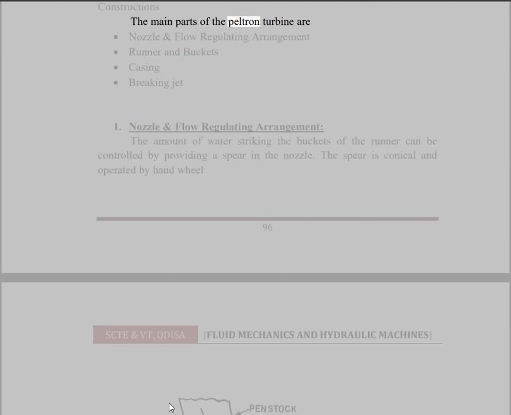Construction. The main parts of the Pelton turbine are nozzle and flow regulating arrangement, runner and buckets, casing, and braking jet. 1. Nozzle and flow regulating arrangement. The amount of water striking the buckets of the runner can be controlled by providing a spear in the nozzle. The spear is conical and operated by hand wheel.